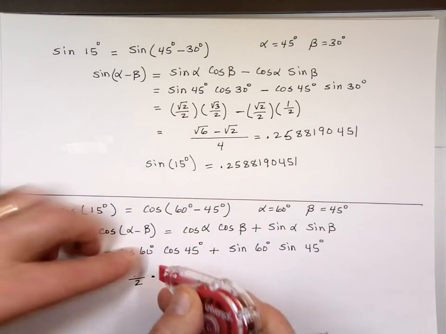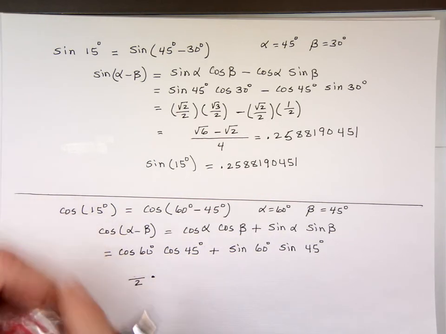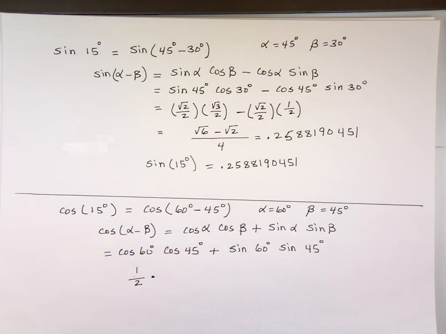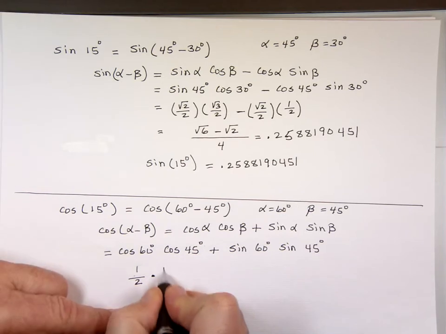Cosine is always the first number. Cosine of 60 is 1/2. You see the unit circle? The first number is 1/2, right? That's pi over 3. The 45, pi over 4. The first number is what? The square root of 2 over 2.